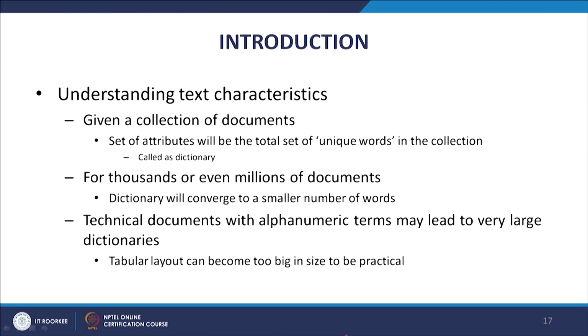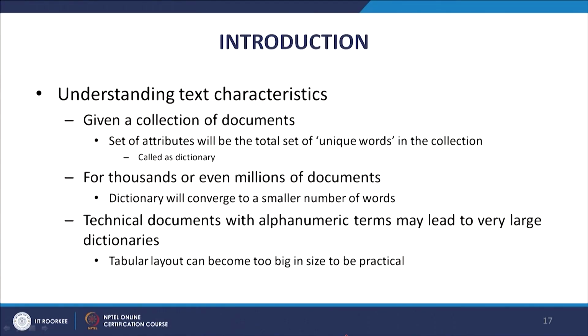Then we talked about many other aspects, and then we were discussing the text characteristics that are going to be really important here. We talked about the collection of documents and the set of attributes which are going to form the total set of unique words in the collection. All these aspects we discussed. We talked about the dictionary that would be created in this process. So, let us move further.